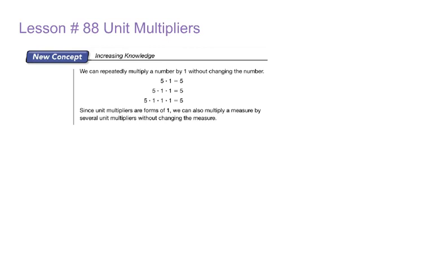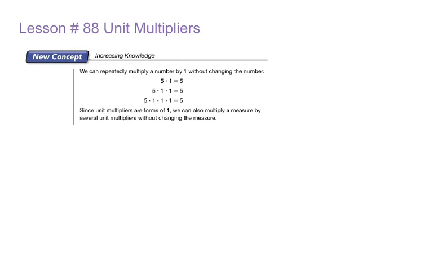Now I know that a lot of you are confused by this concept of unit multipliers, so I want you to remember that unit multipliers are just another way to multiply by 1. So look at this example they have in the book. If we were to take 5 times 1 equals 5, or 5 times 1 times 1 equals 5, or even 5 times 1 times 1 times 1 equals 5, right? All we're doing here is multiplying by 1. It's the same idea with unit multipliers.